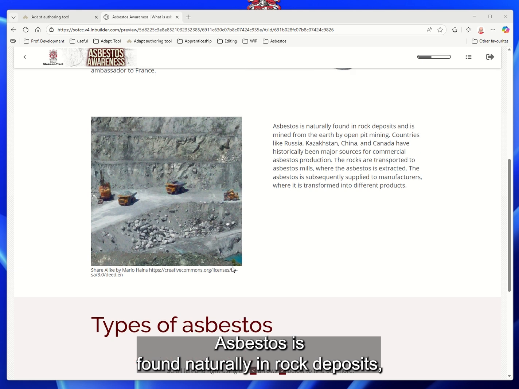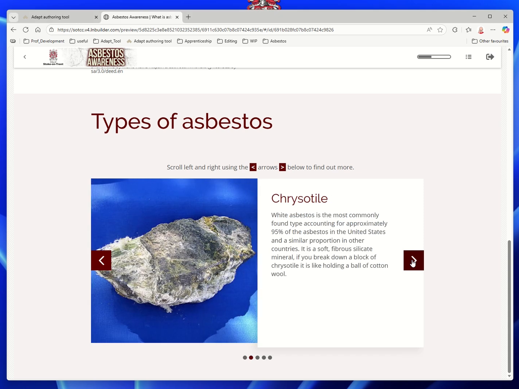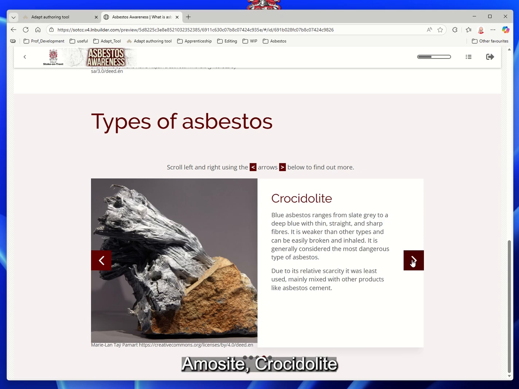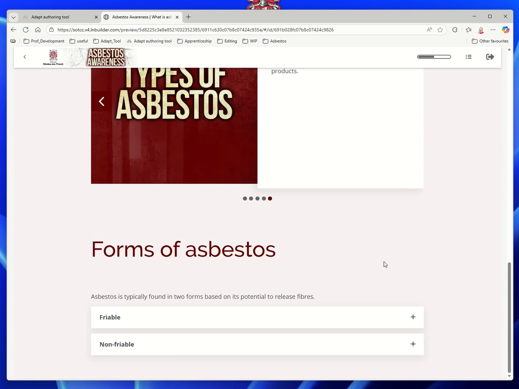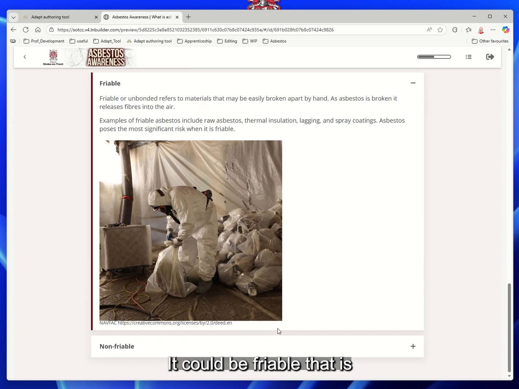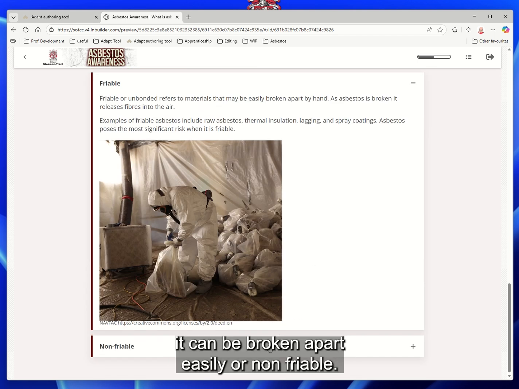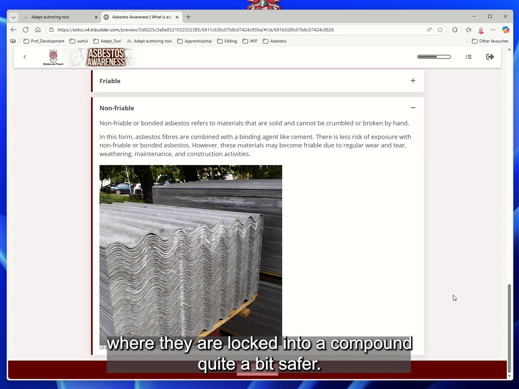Asbestos is found naturally in rock deposits. There are different types of asbestos: chrysotile, amosite, crocidolite, and 3 other types that we move over quite quickly. They could be friable, that is, they can be broken apart easily, or non-friable. They are locked into a compound, quite a bit safer.